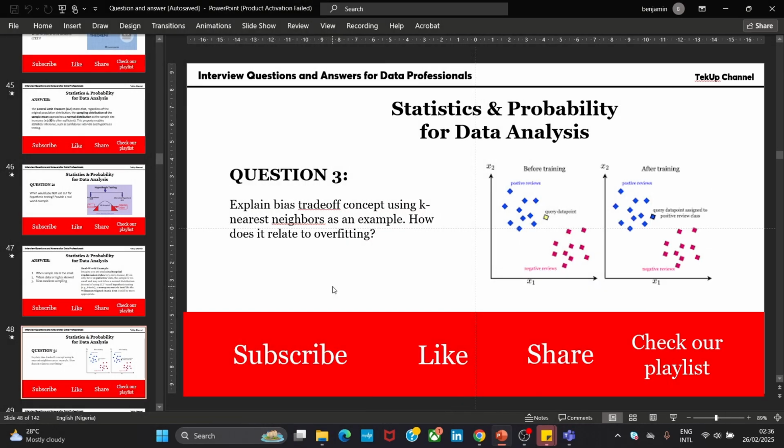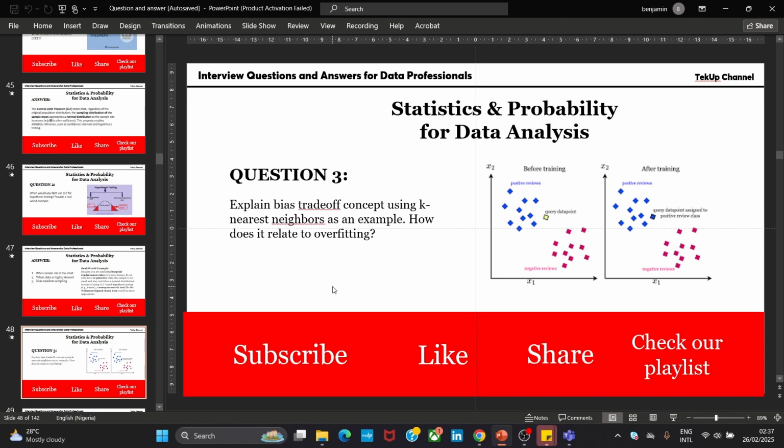appropriate. Question 3. Explain the bias-variance trade-off concepts using K nearest neighbor as an example. How does it relate to overfitting? Now, the first thing we need to explain is, what is K nearest neighbor? K nearest neighbor, also called KNN, is a non-parametric algorithm that makes predictions based on the majority class or average of the K nearest neighbors.